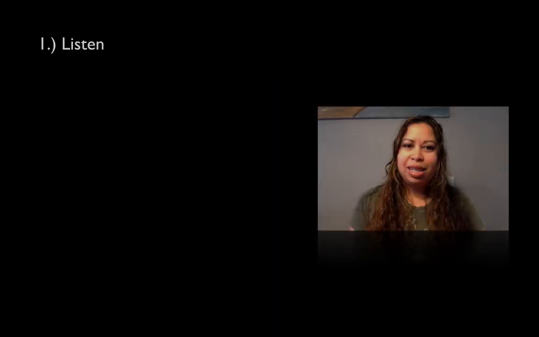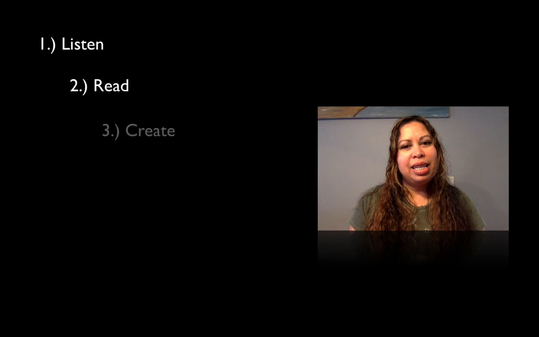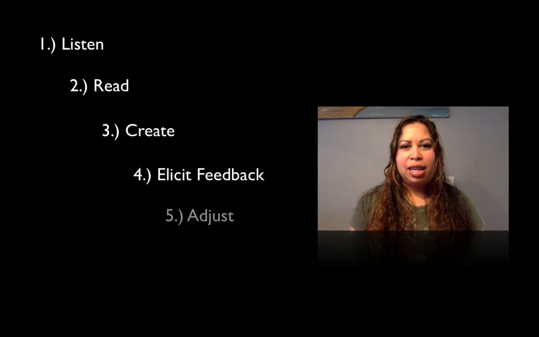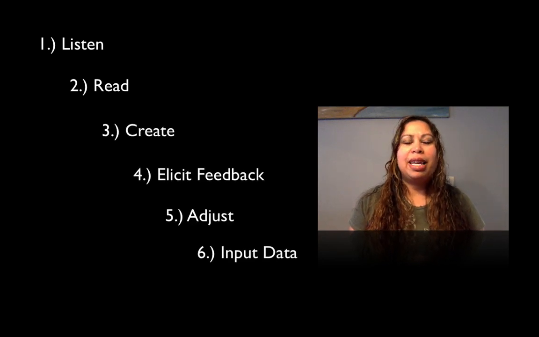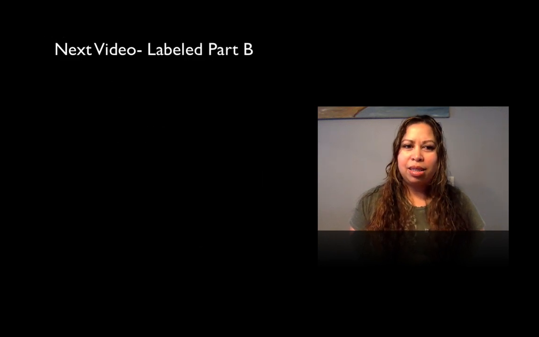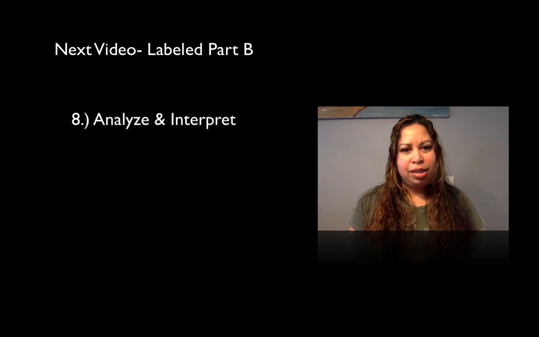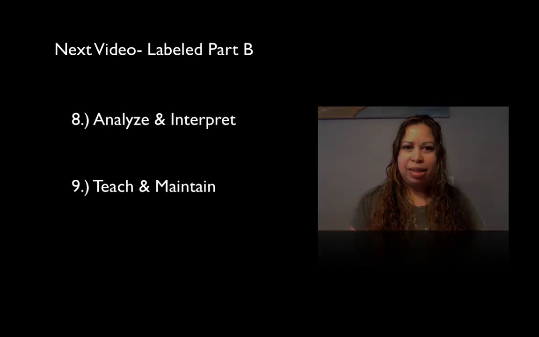In this video, we discussed steps 1 through 7 of the data creation process used in a partner site. These steps were to listen, read, create, elicit feedback, adjust, input data, elicit feedback, and adjust. The next video, labeled Part B, will discuss the last 2 steps of the data creation process, which are to analyze and interpret, and teach the process and maintain the system.